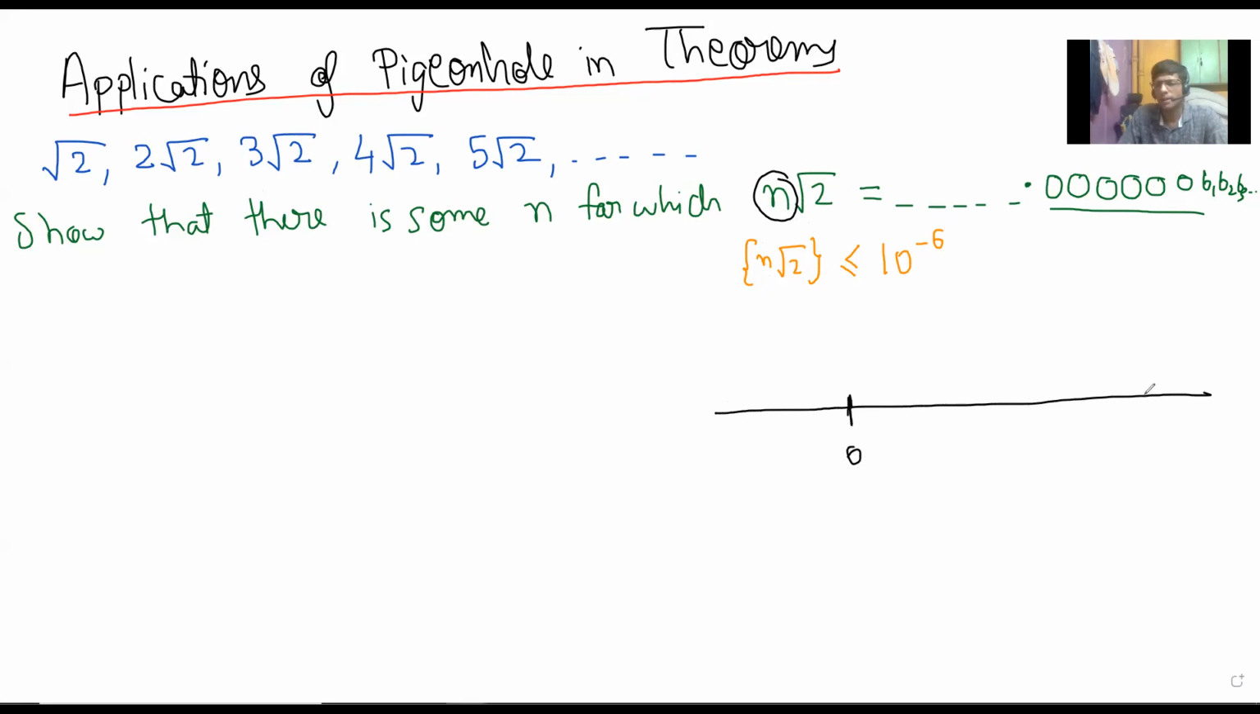And obviously 1 only. Now I'm going to divide this. All these fractional parts, all these decimal parts of the sequence, will all lie in 0 to 1. And we want to show that one of them will be very, very close to 0. So how close? Obviously 10 to the power 6.